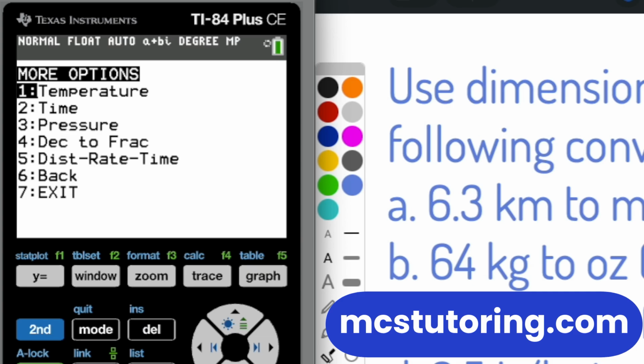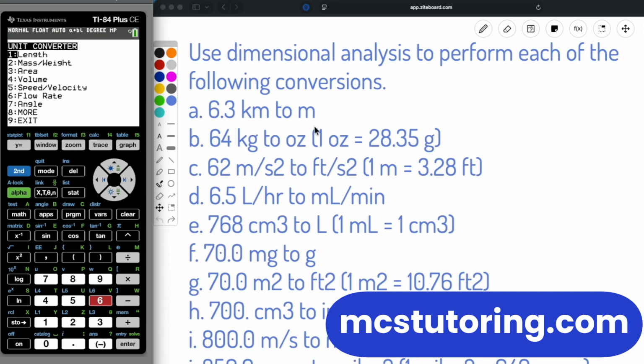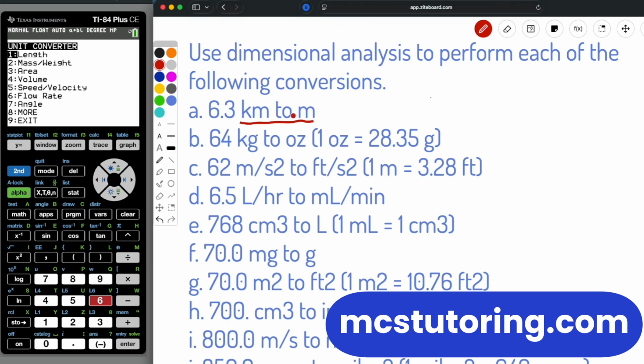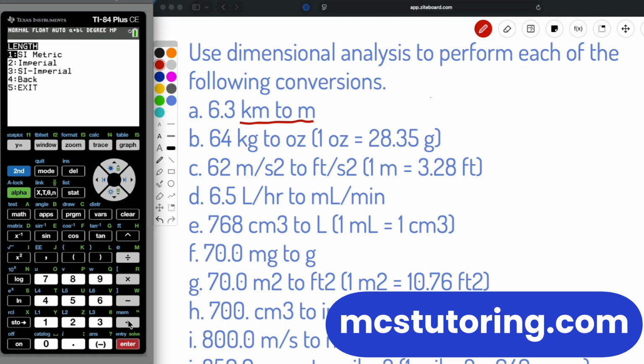Let me go back to the main menu, and then we're just going to go through this worksheet that a student sent us of what our homework looks like. So you'll see how to do it on the calculator. First one, kilometers to meters. That's going to be a length, and just so you know, we're going to choose option 1 there.